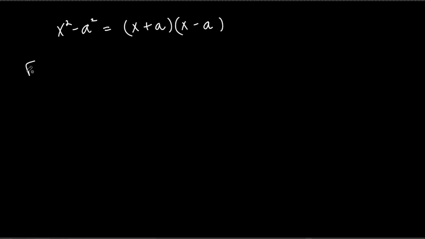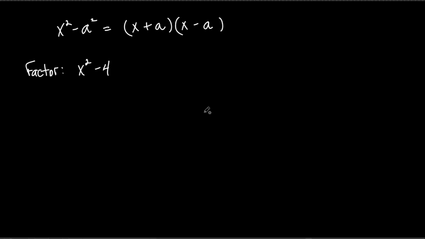So here's what they would say. They would say factor. Technically, they say factor completely, all right? But I'm just going to say factor. It's kind of assumed that we factor it completely. So x squared minus 4.